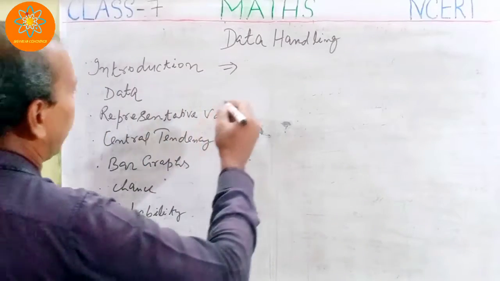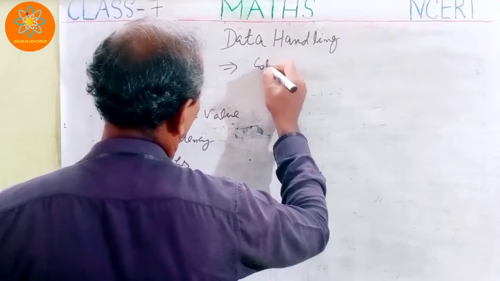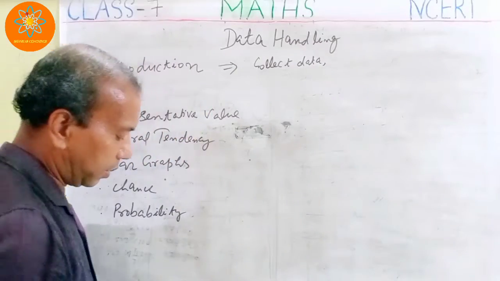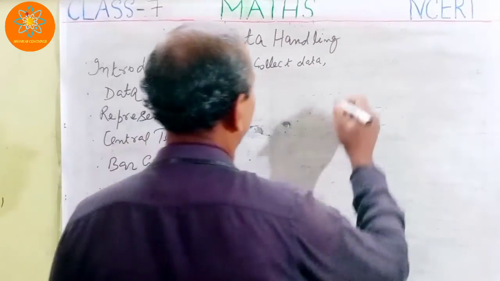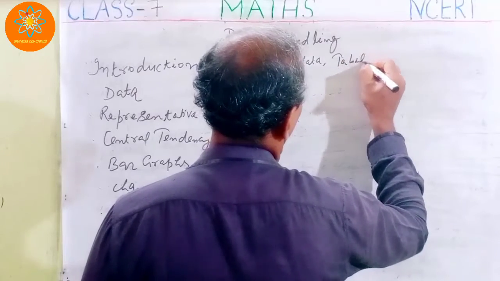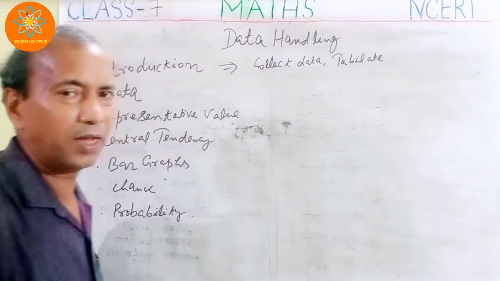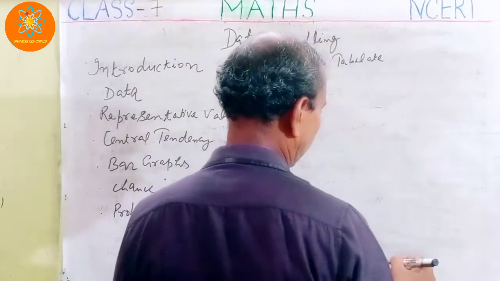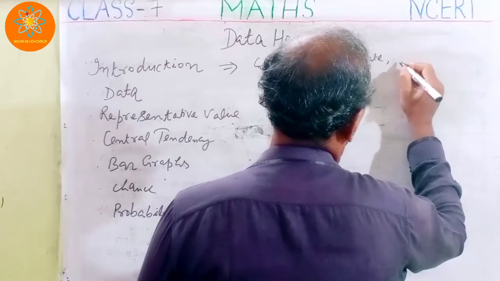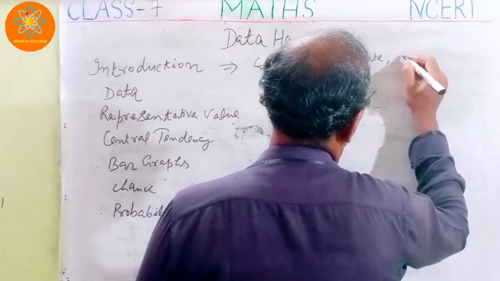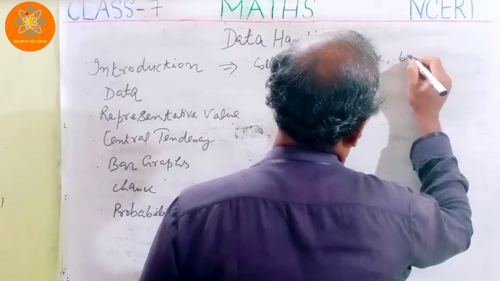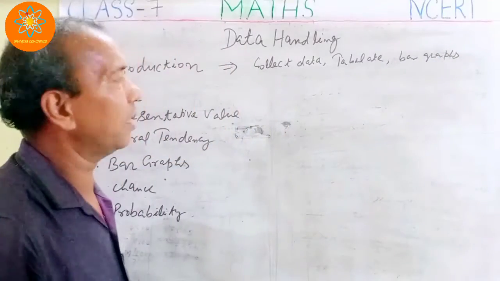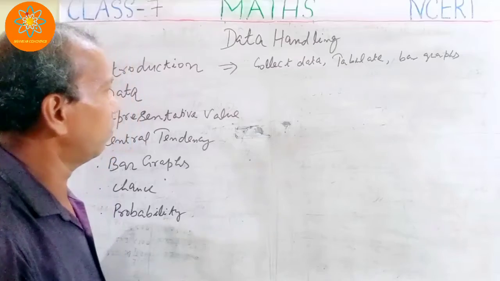In the introduction part, we collect the data. First, we collect the data. After collecting the data, we tabulate it. After tabulation, we make the bar graphs.